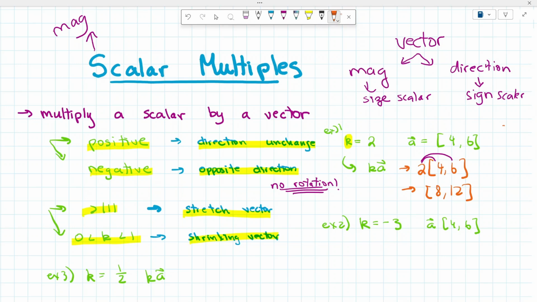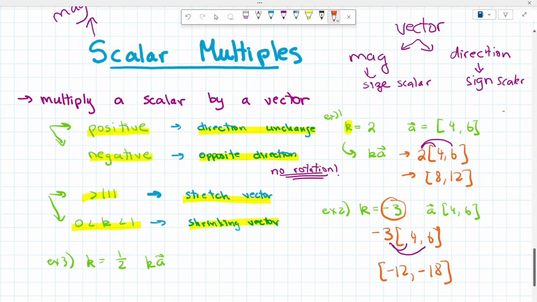Let's look at example number 2, where k equals negative 3. Here again, we put our negative 3 in front of our vector a and distribute it as we would any normal number. So we get negative 12 and then negative 18. Let's analyze this. Our scalar is negative, so we're in the opposite direction. And its absolute value is also greater than 1, so we're bigger.